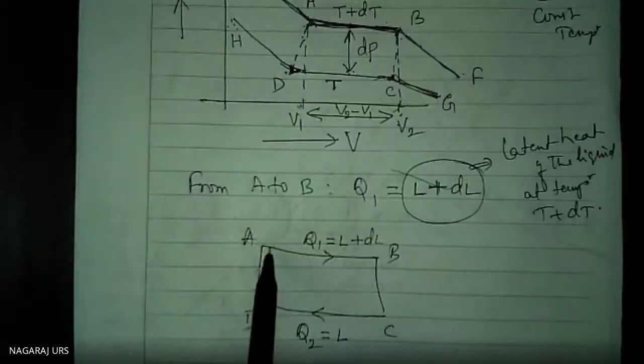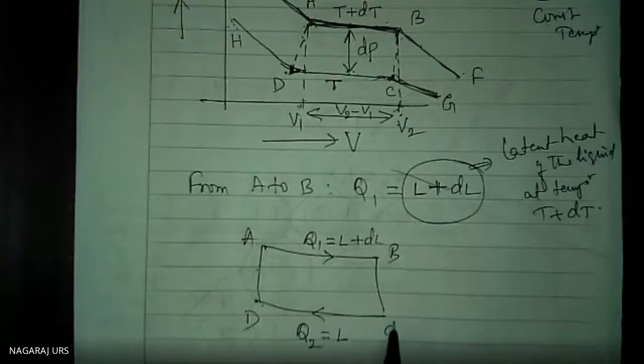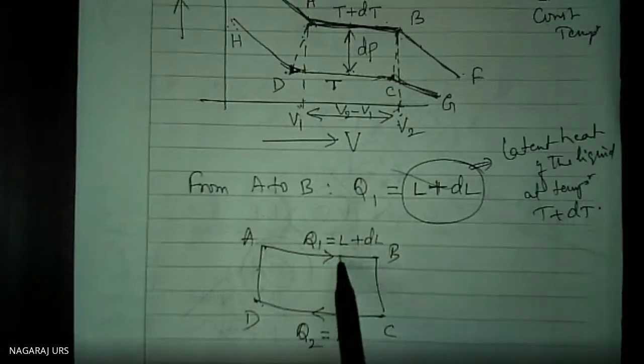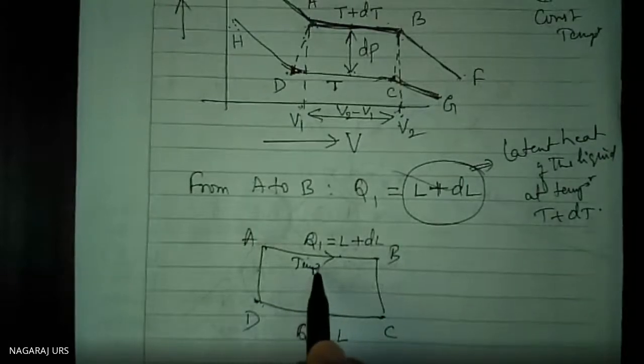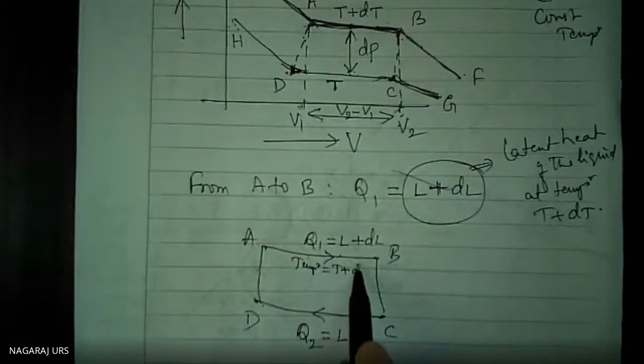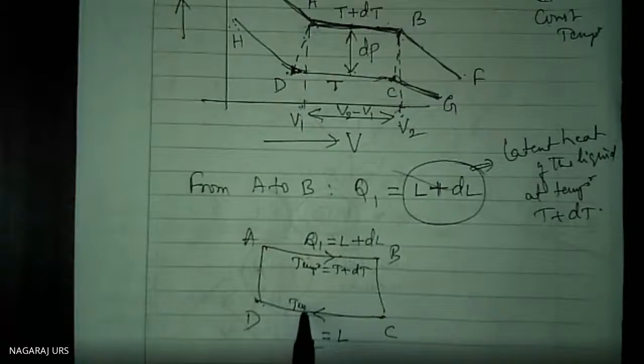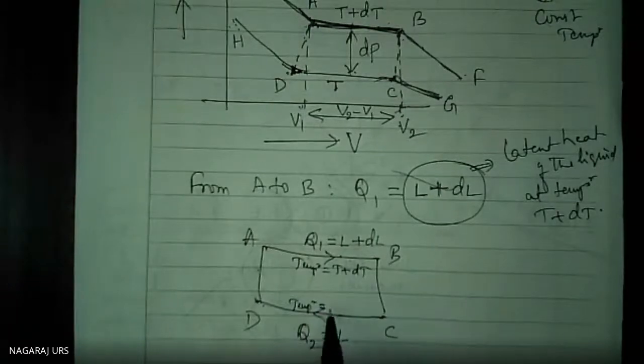This is the heat energy absorbed to convert the liquid into vapor. Heat energy is rejected to convert vapor to liquid. But this is at a temperature T plus dT. This is at a temperature T. Here the temperature is equal to T plus dT. Here the temperature is equal to T.